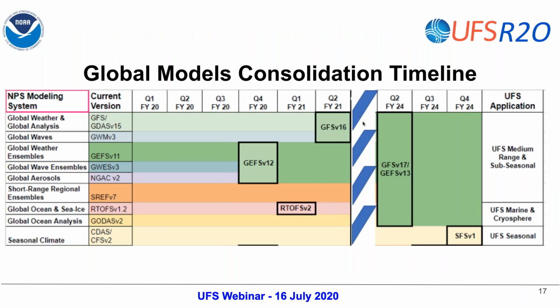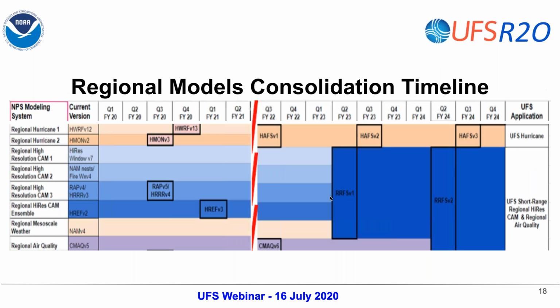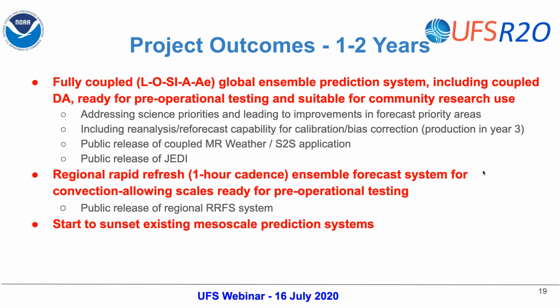And here I've just made this sort of blue stripes here, but here you can see this transition from lots of, I think we have 8 or 9 different global applications on the left, and a single global application and a single seasonal application on the right. Similarly for our short range weather with the convective allowing models, again, you see a number of different applications on the left, all transitioning to just 2, the hurricane and the short range forecast.